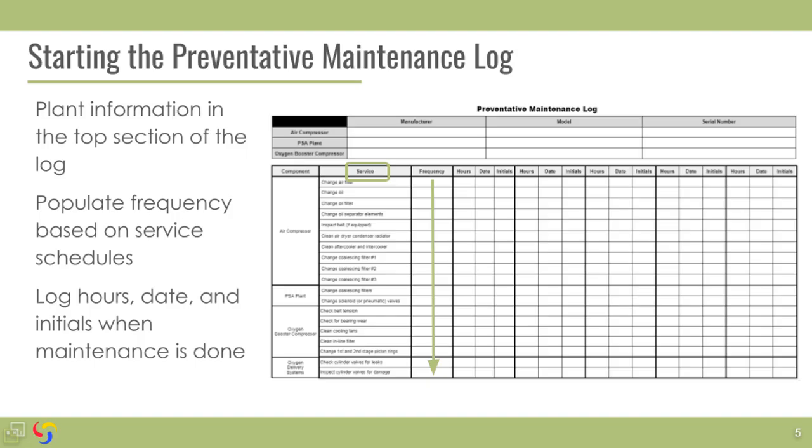Next, locate the manuals for the air compressor, oxygen generator, and booster compressor. Find the preventative maintenance section of each manual. The manuals will likely contain tables that show the number of hours that should pass between each service. Populate the frequency column of the preventative maintenance log based on the service schedule shown in each component manual. When maintenance is performed, the individual who did the maintenance or who supervised the service provider maintenance should log the hours of the equipment at the time of maintenance along with the date and their initials.